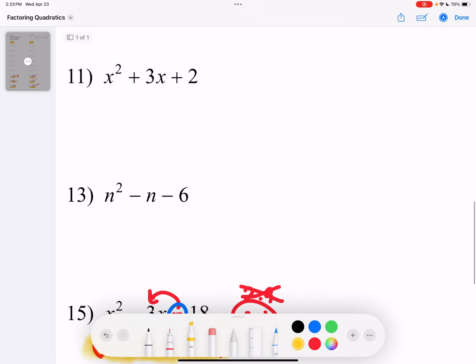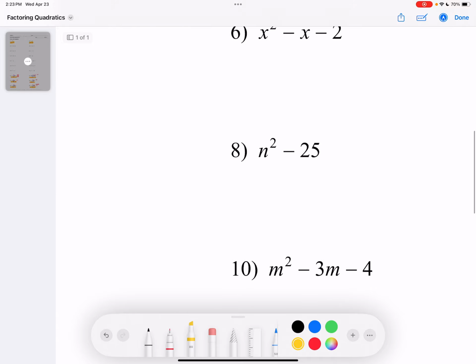The only thing I want to add on is for number 8, you're going to rewrite n to the second plus 0n minus 25 and factor that. It is a little tricky, but it's not that bad if you use the rules we've been talking about.